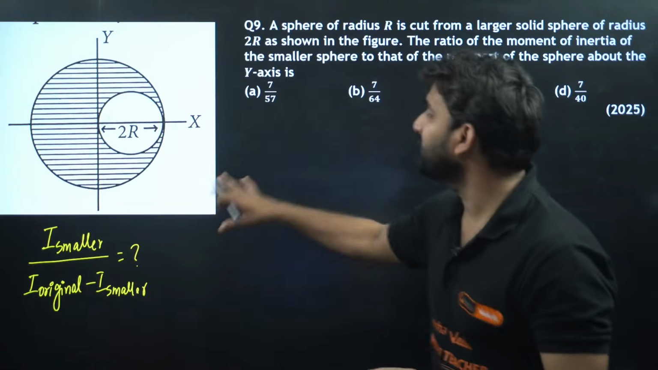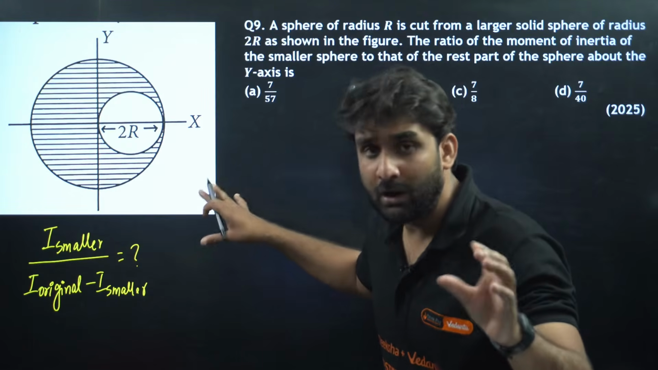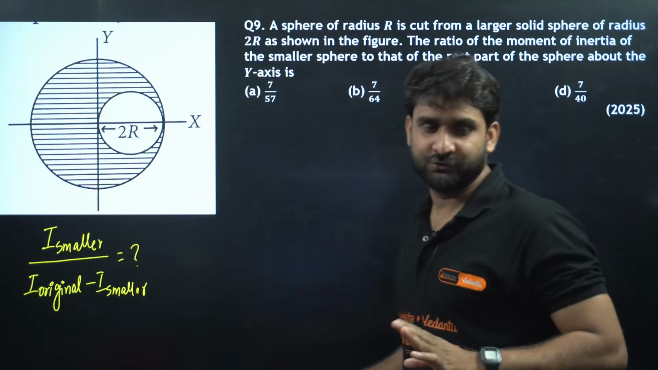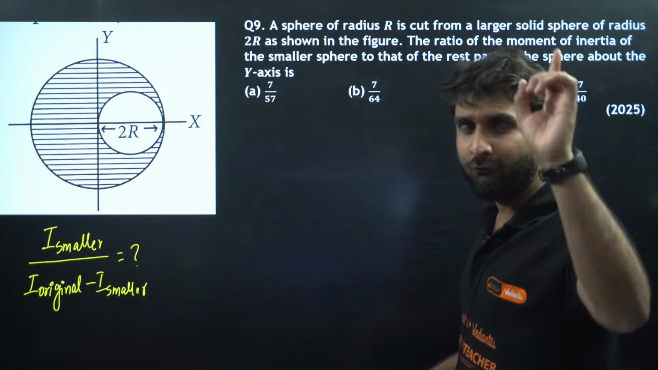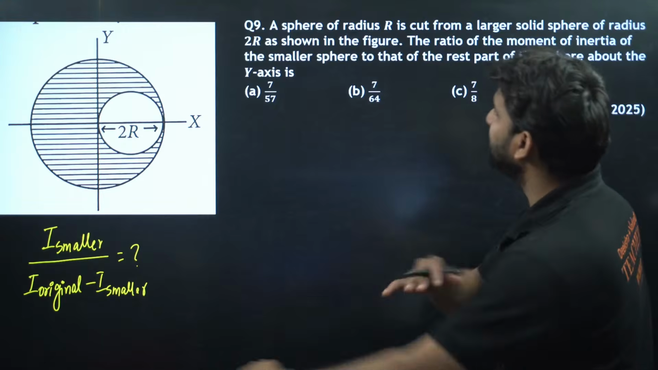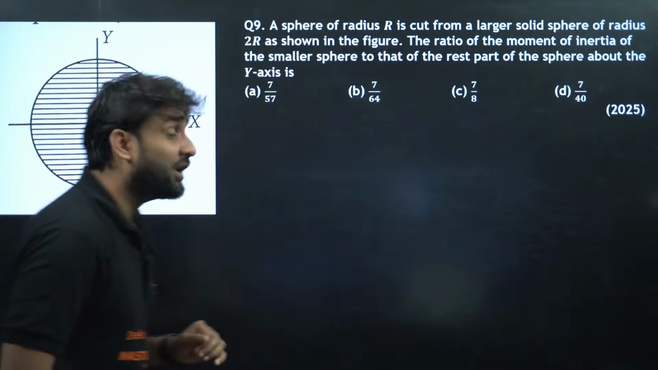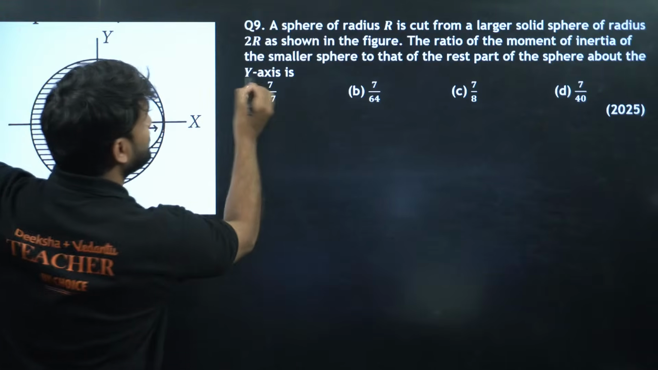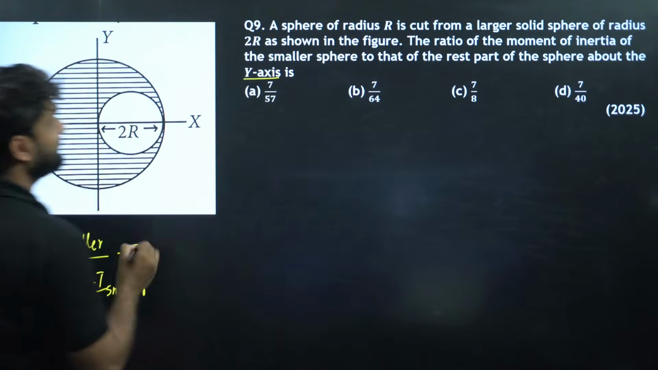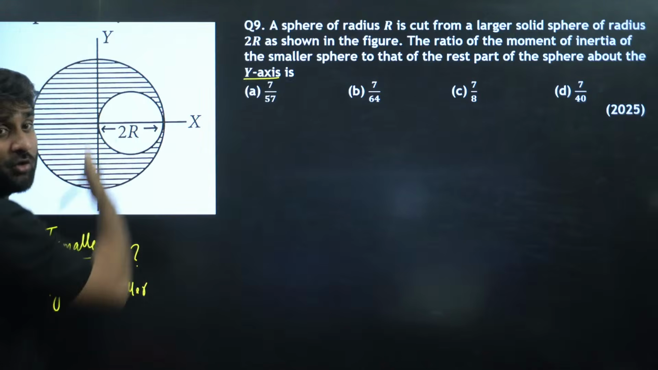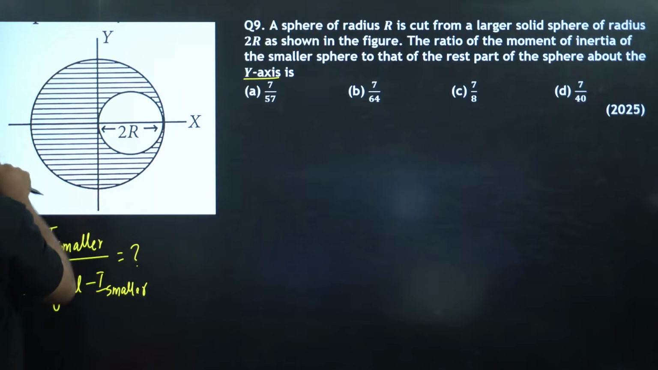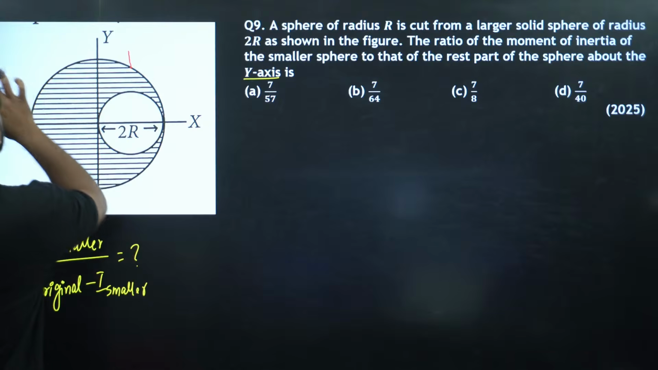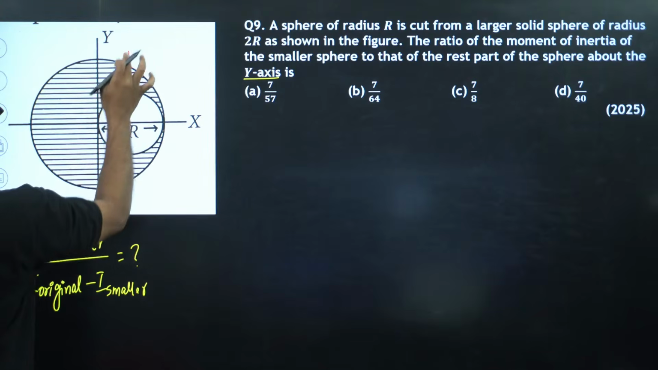Okay, so let's solve. Focus here. I'm solving this question for all the students who don't know how to find the answer, who still have a little bit of problem, because each one of you is important for me. So let's find the moment of inertia of this smaller sphere. We should not ignore the y-axis here. We have to find the moment of inertia along the y-axis.